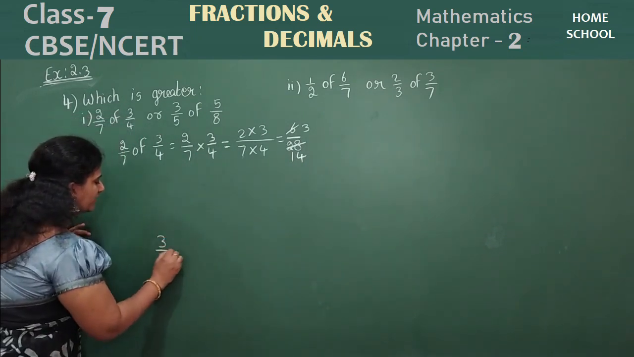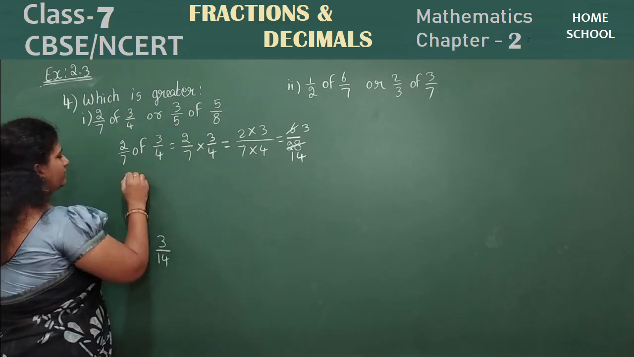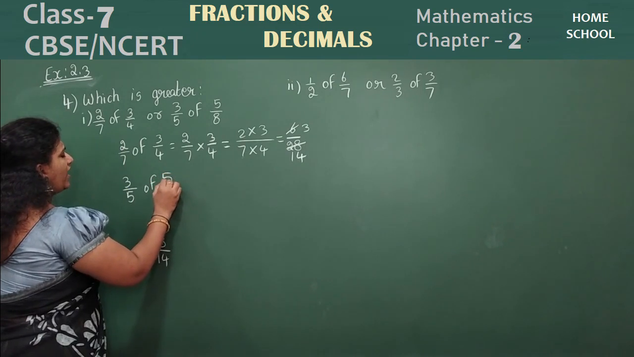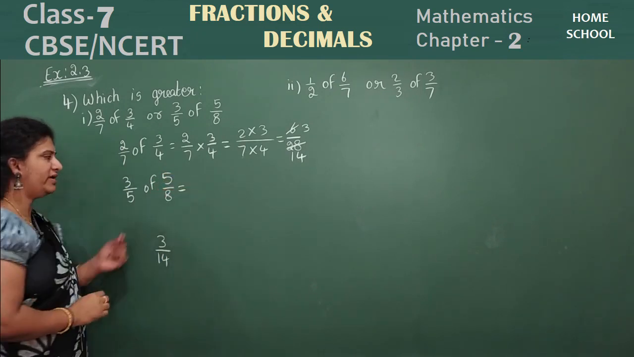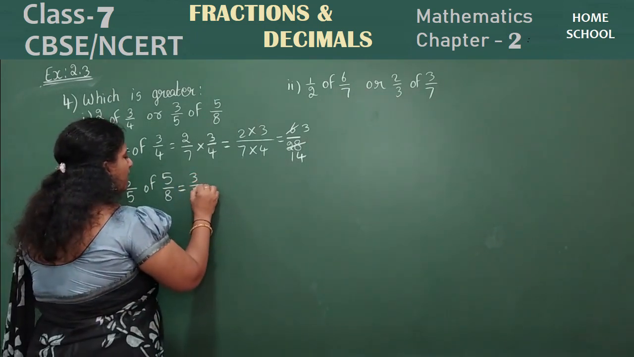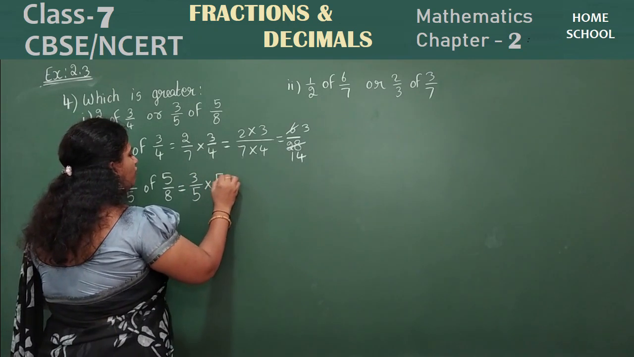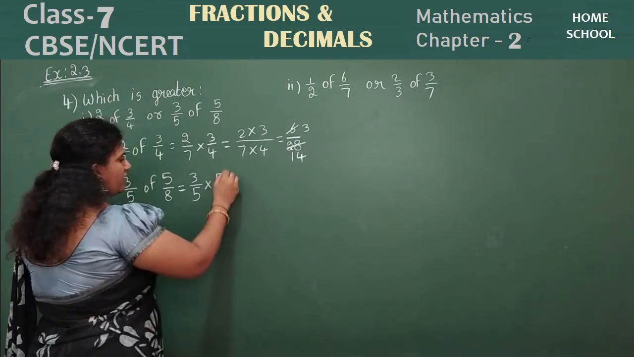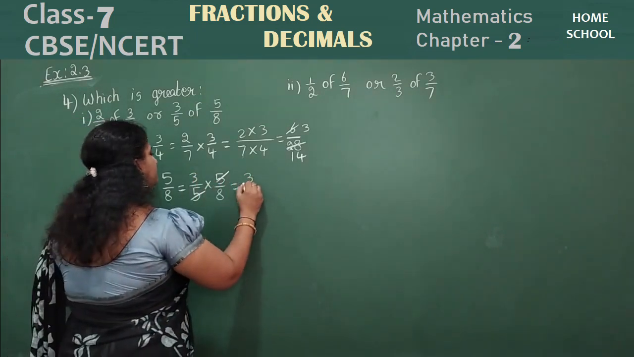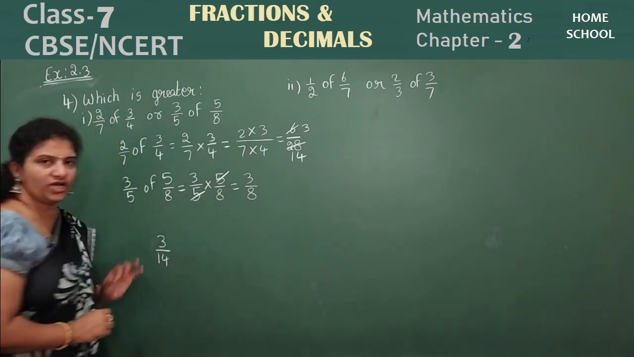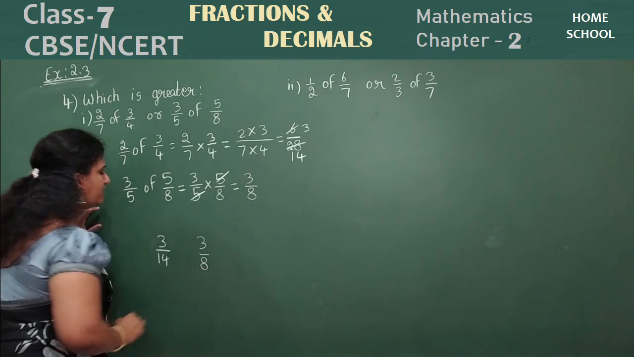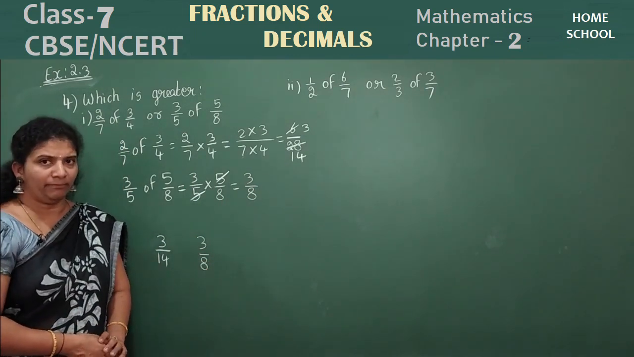So let me write here next set. 3 by 5 of 5 by 8. Of means what we need to do? We need to multiply. 3 by 5 into 5 by 8. So observe here, 5 we can cancel directly. Finally, 3 by 8 is your answer. So look here, 3 by 8 and 3 by 14 you need to compare.